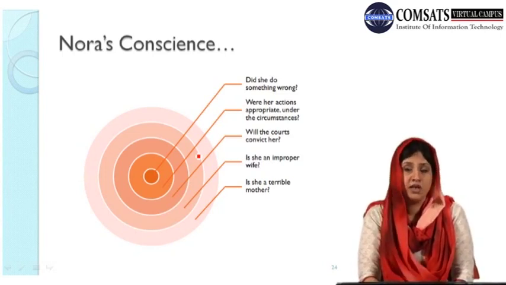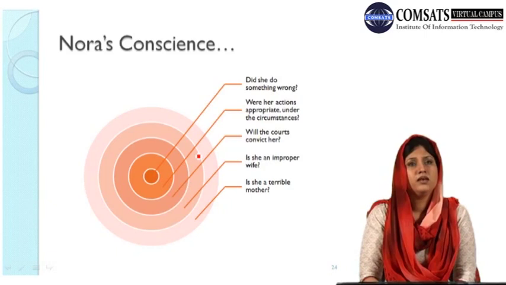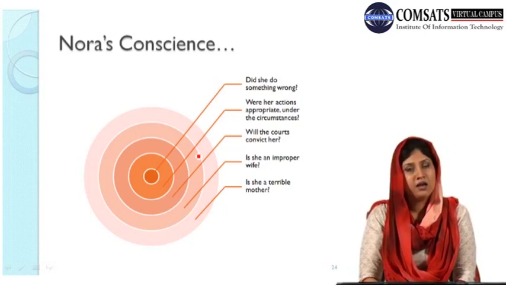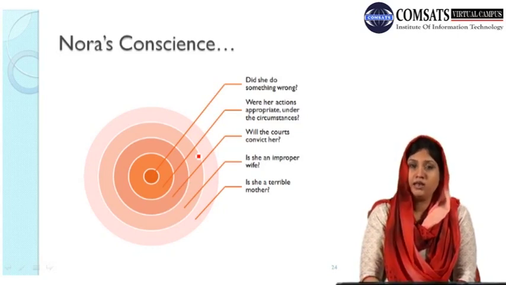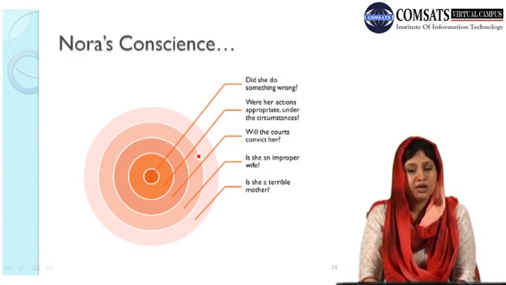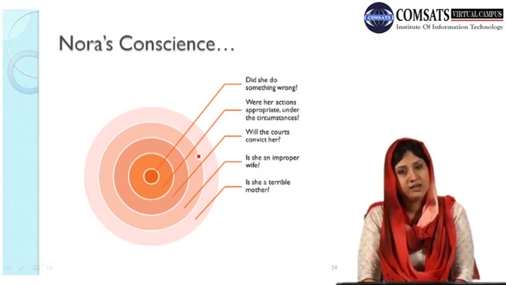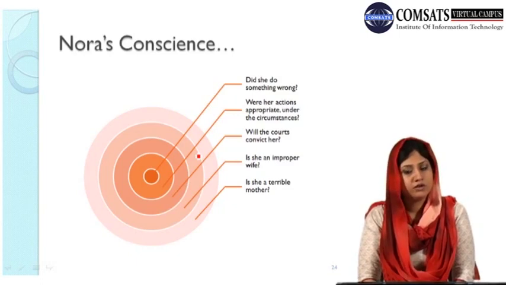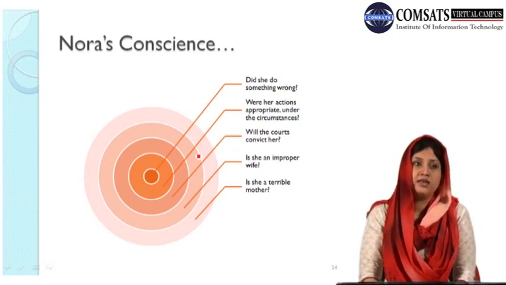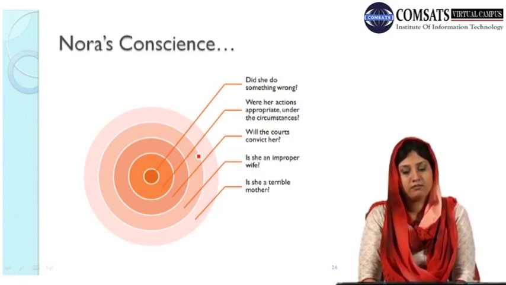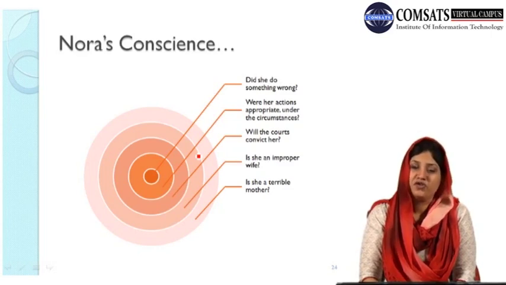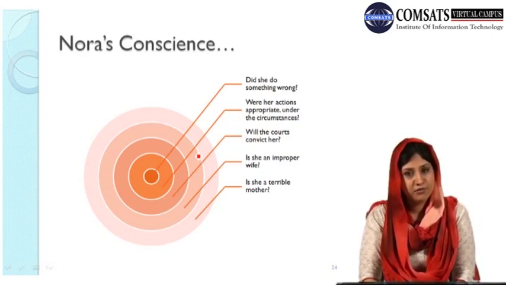When she's accused by him of being a hypocrite and a liar, she questions herself, consciously or unconsciously. Did she do something wrong by loaning from the bank, or loaning illegally, or not letting her husband know about it? Were her actions appropriate under the circumstances when her husband was sick and they had to move out of the country, however they did not have any money at all? Will the courts convict her if it is proved, and if Krogstad reveals the secret, what will be the consequences? Then after being accused by her husband, she's questioning herself, is she an improper wife? Or is she a good wife at all?